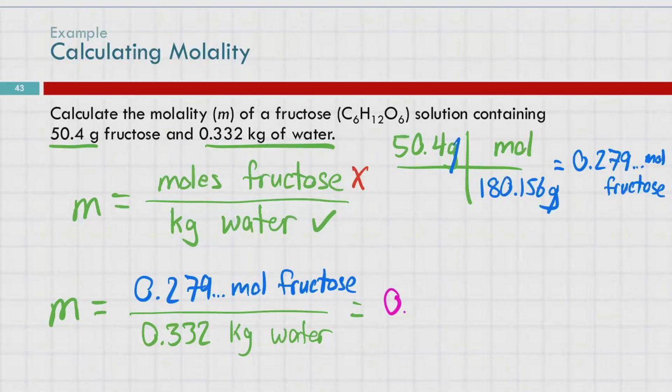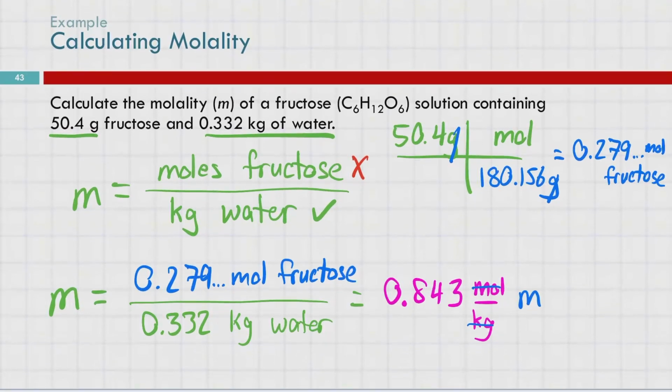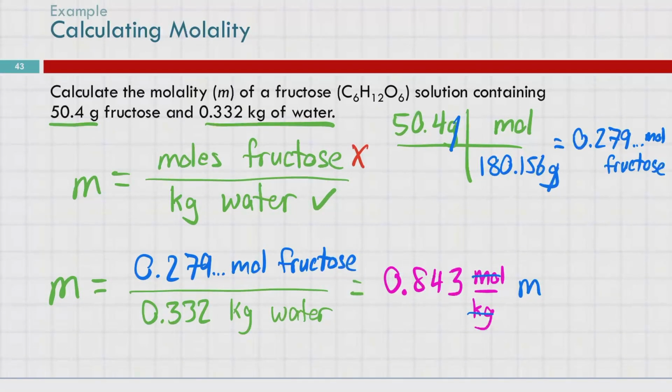So the units that come out, 0.843 moles per kilogram. Moles per kilogram we can also express as lowercase m. So this is a 0.843 lowercase m fructose solution. Questions about those calculations? Hopefully feels pretty straightforward, pretty simple.